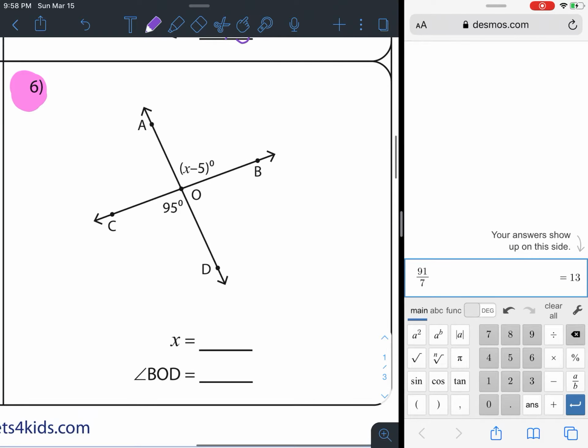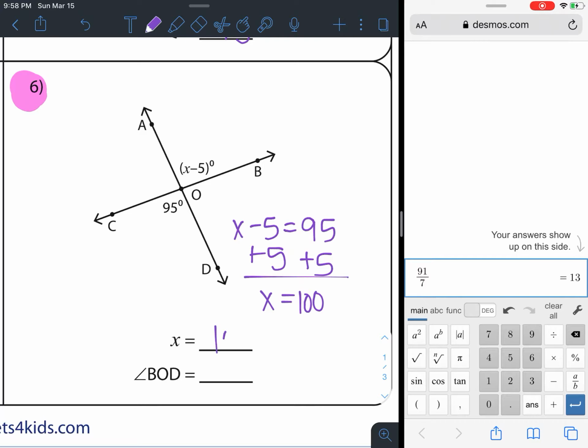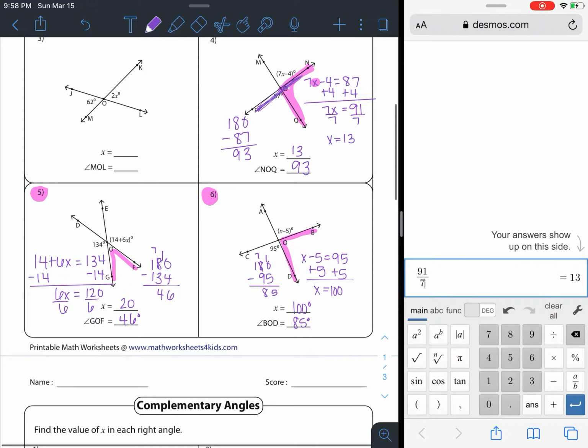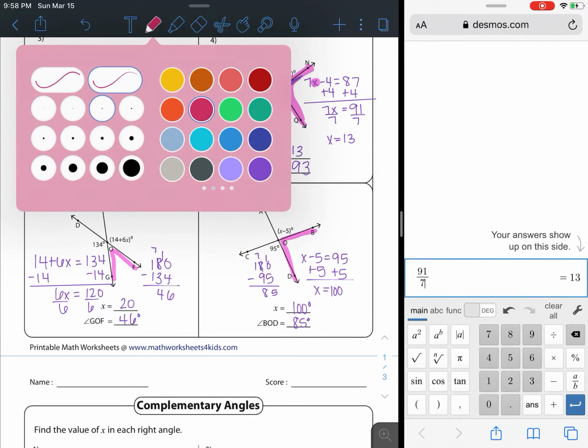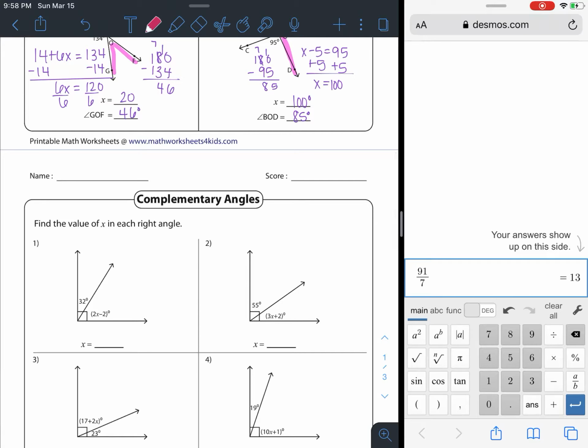And number 6, x minus 5 equals 95. Add 5. So x is 100. And then angle BOD is 180 minus 95. 85 degrees. Hopefully you got those right. Let's move on to complementary angles.